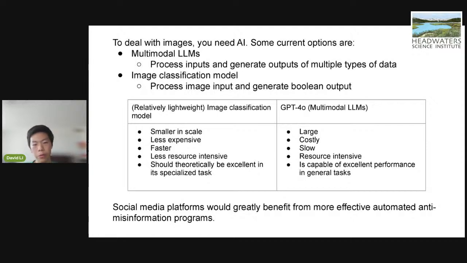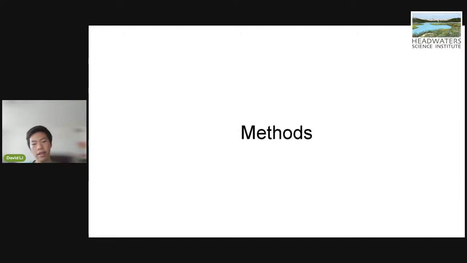Social media platforms would definitely benefit from more effective automated anti-misinformation methods, and that's what we're going to try to investigate. So how exactly did we train our model, and how did we test our models?